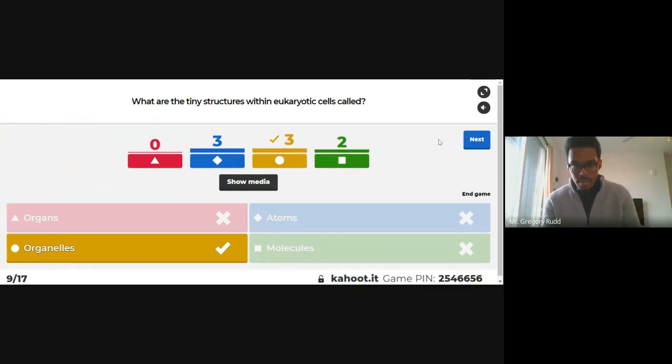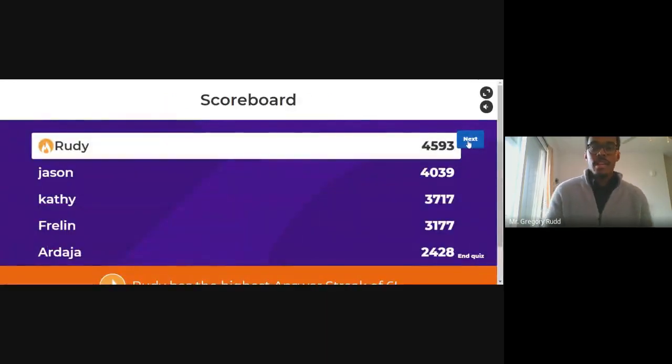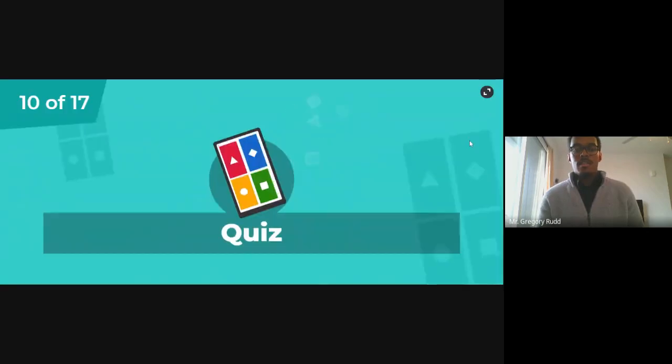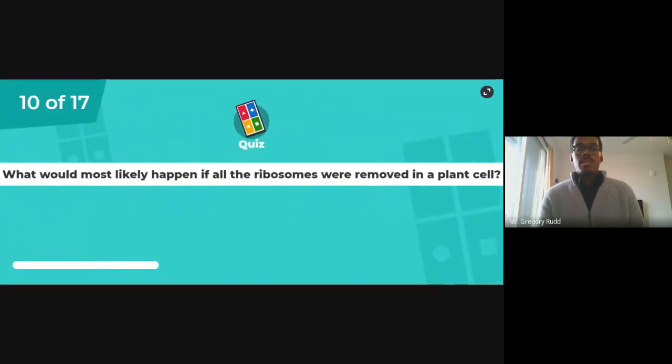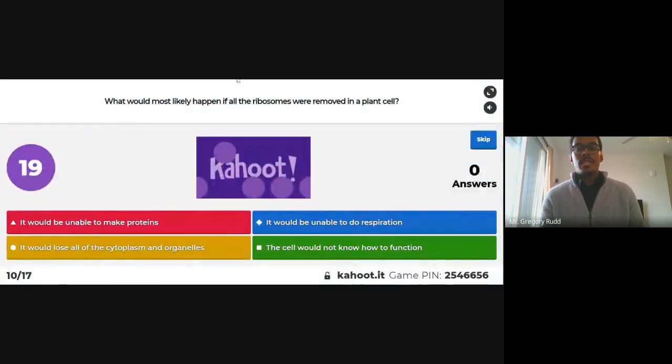Organelles. That should have been a pretty simple one. Not sure why 5 of you got that wrong. It's okay, though. What would most likely happen if all the ribosomes were removed in a plant cell? If we take out the ribosomes, what's going to happen?